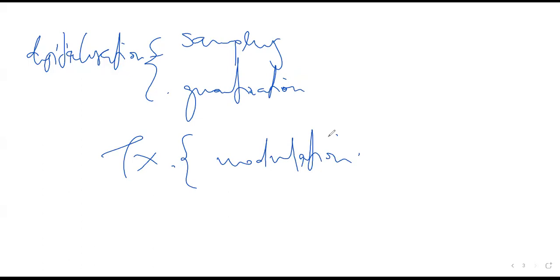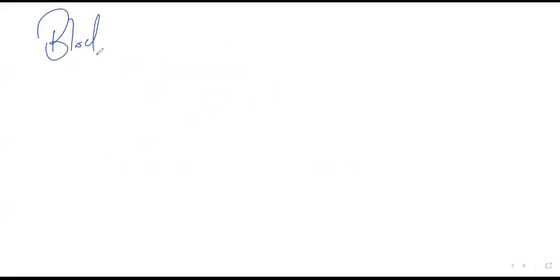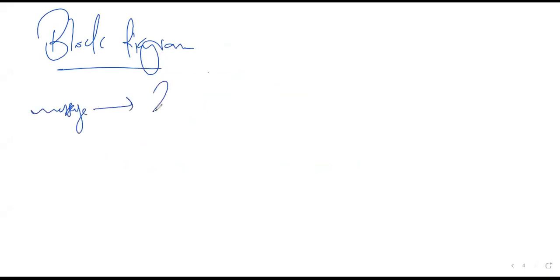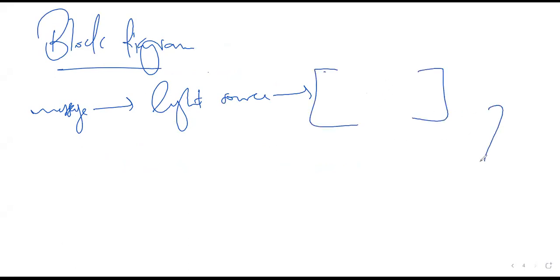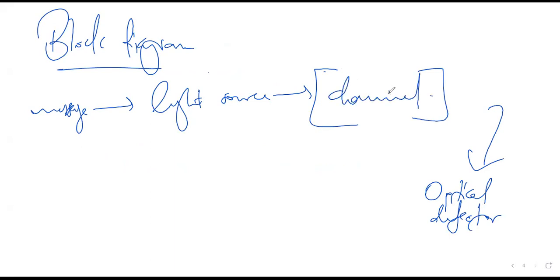To explain that, we're going to explain the block diagram. You need to know this. Remember my videos, block diagram. From the block diagram, we have the message, we have the light source, we have the optical detector. What do we have? We have our channel, the media, the optical fiber. What happens at this point?